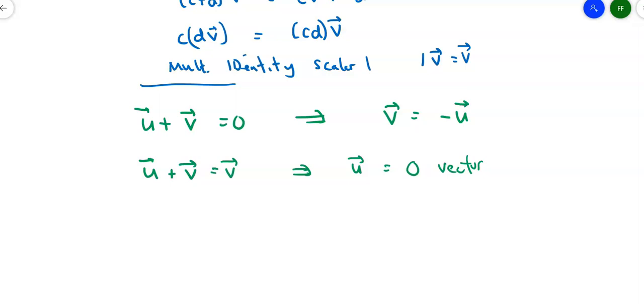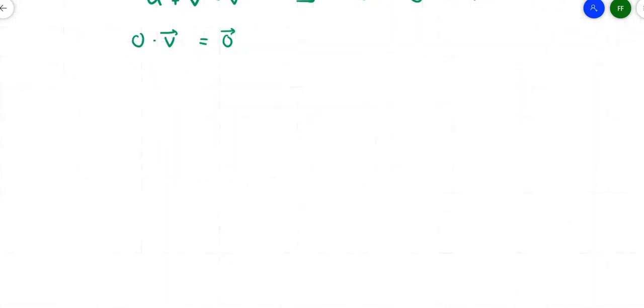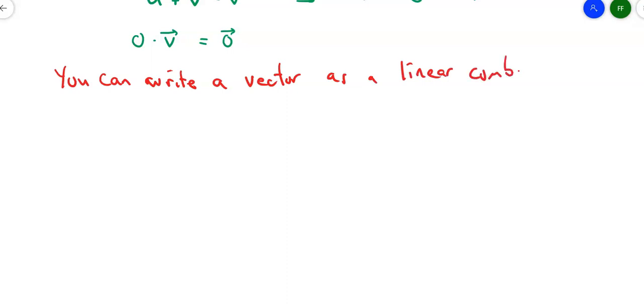You can multiply vectors by scalars. In this case, 0 times a vector gives you the 0 vector. All right, here's where all this is going. You can write a vector as a linear combination. This is a fundamental point of what you're going to study in this chapter: you can write a vector as a linear combination of other vectors.